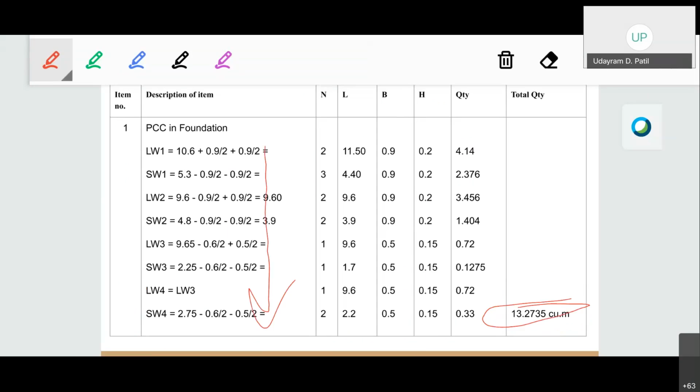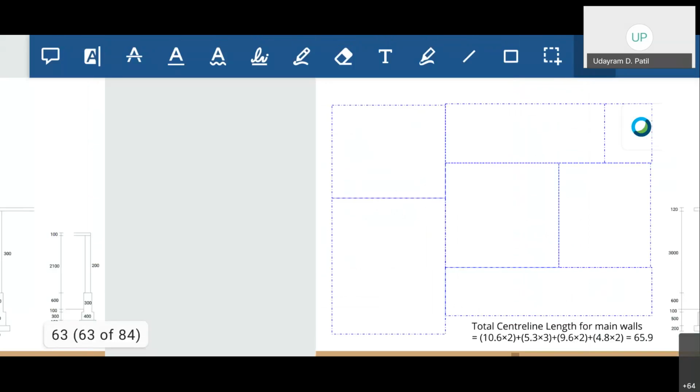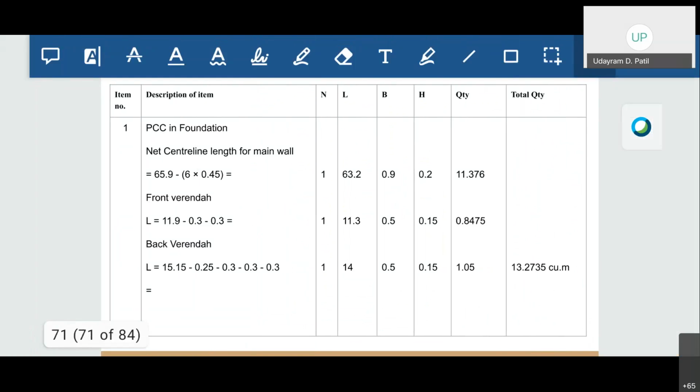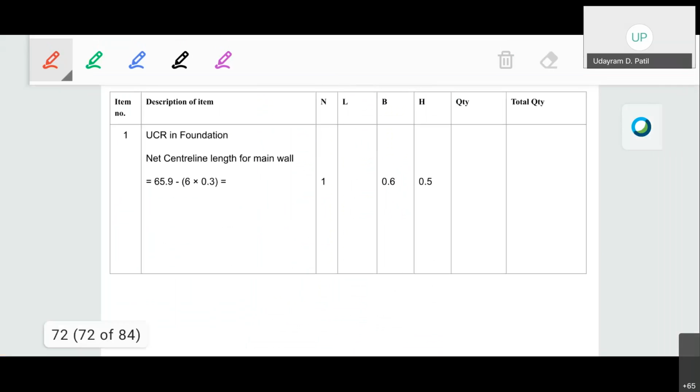Again, बघा, आपण लॉंग वॉल शॉर्ट वॉल मध्ये जे सॉल्व्ह केलं होतं, ऍज पर दॅट पर्टिक्युलर कॅल्क्युलेशन, the PCC quantity for the PCC in foundation is 13.275, and as per our calculation by the net center line length, or center line method, again the calculation is 13.2735. Okay, so both of the calculations for the PCC in foundation are similar. ओके, दोघी calculation मध्ये आपला सेम आन्सर आलाय. ओके, now next UCR in foundation.